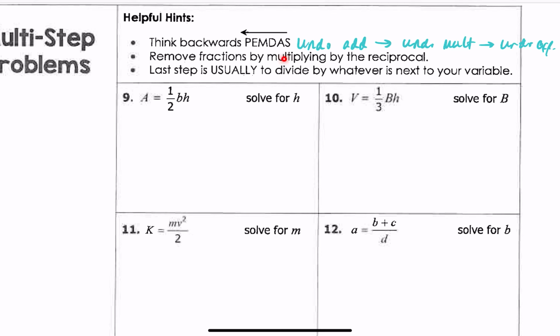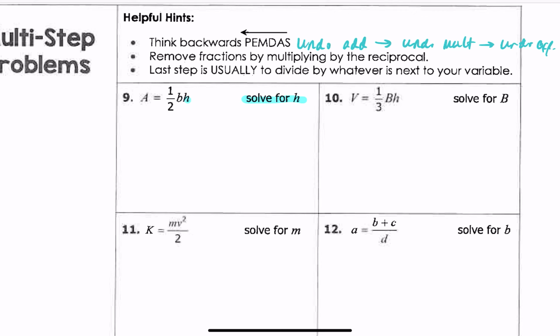So you guys should be pretty familiar with that, right? We've done that with regular equations. And then the last step is usually to divide by whatever is next to your variable to make that become a 1. So those are some hints. Let's keep going with this. We've got fractions. On number 9, we need to solve for h.